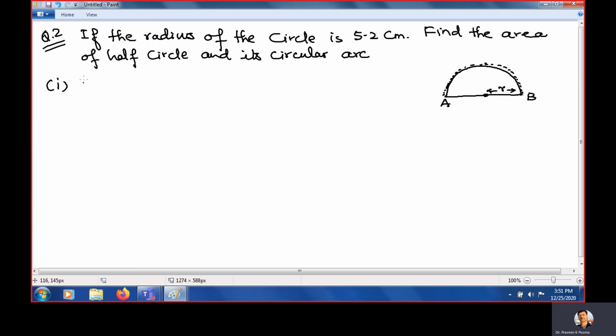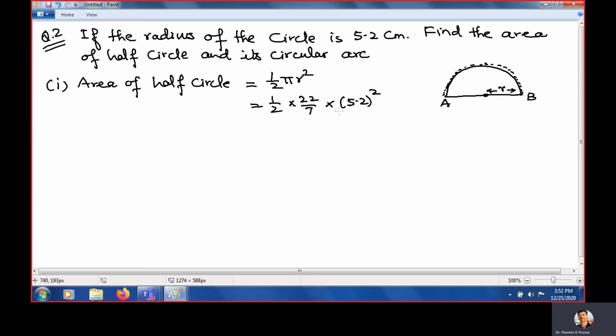So the area of the half circle: how much was the area? Pi r square. So we will multiply by half. So the formula is half pi r square. Previously it was pi r power 2. Pi r power 2 was the area. Because the circle is half, we will make it half, 1 by 2. So what will be the answer? 1 by 2 into 22 upon 7 into the value of r, 5.2 square. Now you need to multiply and simplify this. After simplifying, you will get the answer as 42.45 centimeter square.